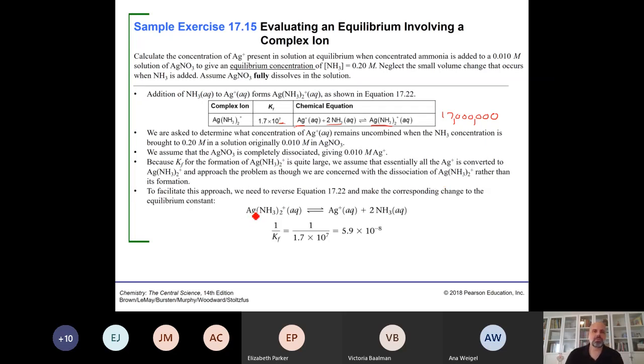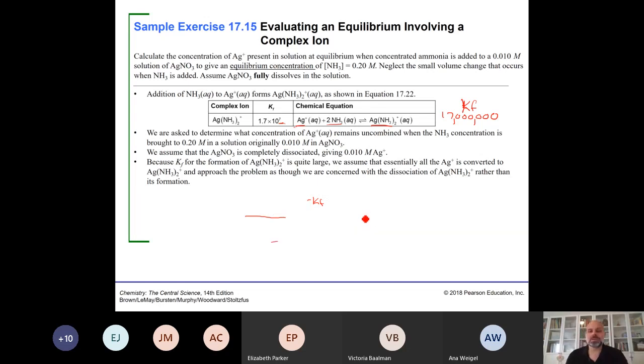So what we have to do is, because we have such a large Kf, right? Because our Kf here is so extremely large, we assume that we've completely formed all of the complex. We're making assumptions here, and instead now we have the reverse equation, right? Whenever we take the reverse, we take 1 over the Kf. Hopefully everybody remembers that.